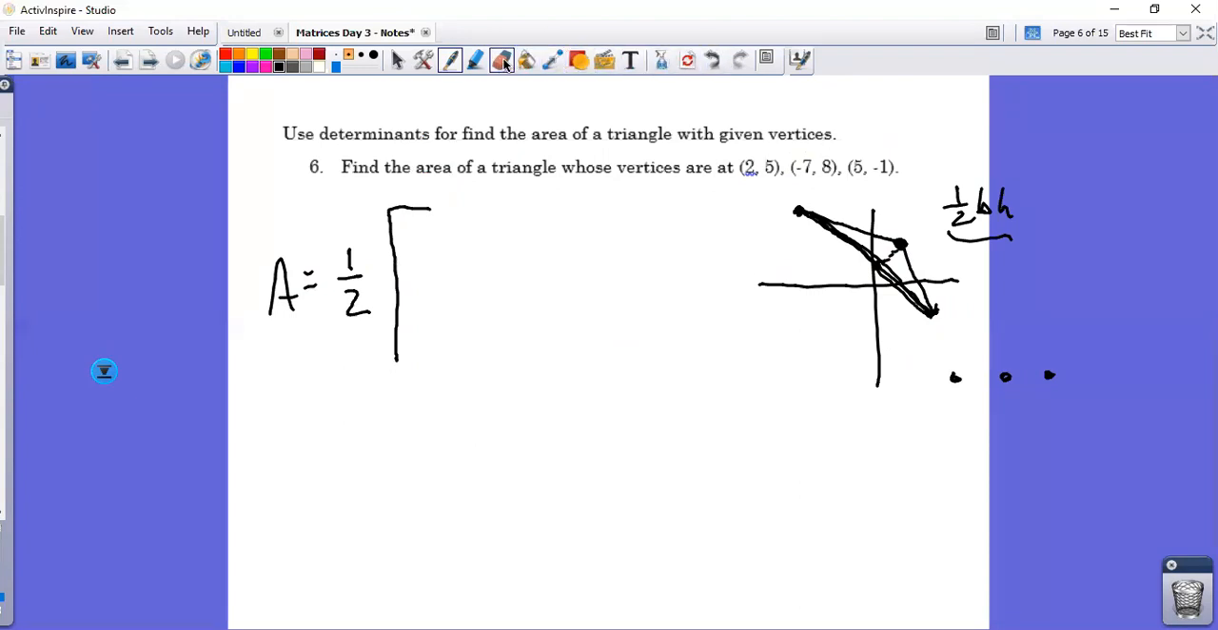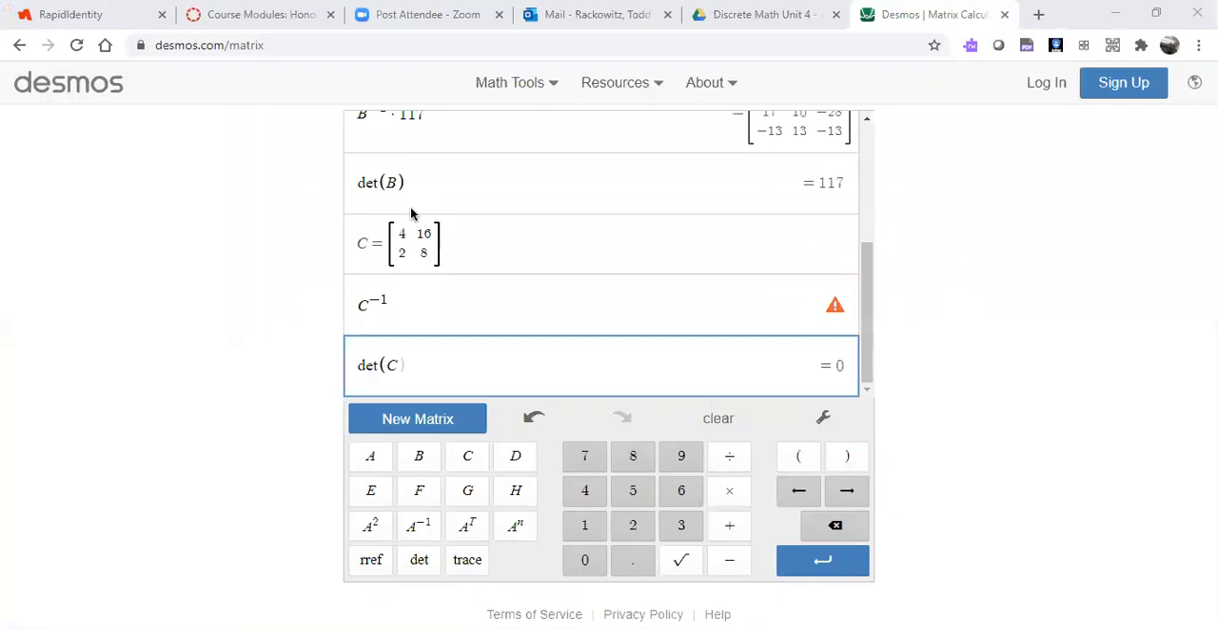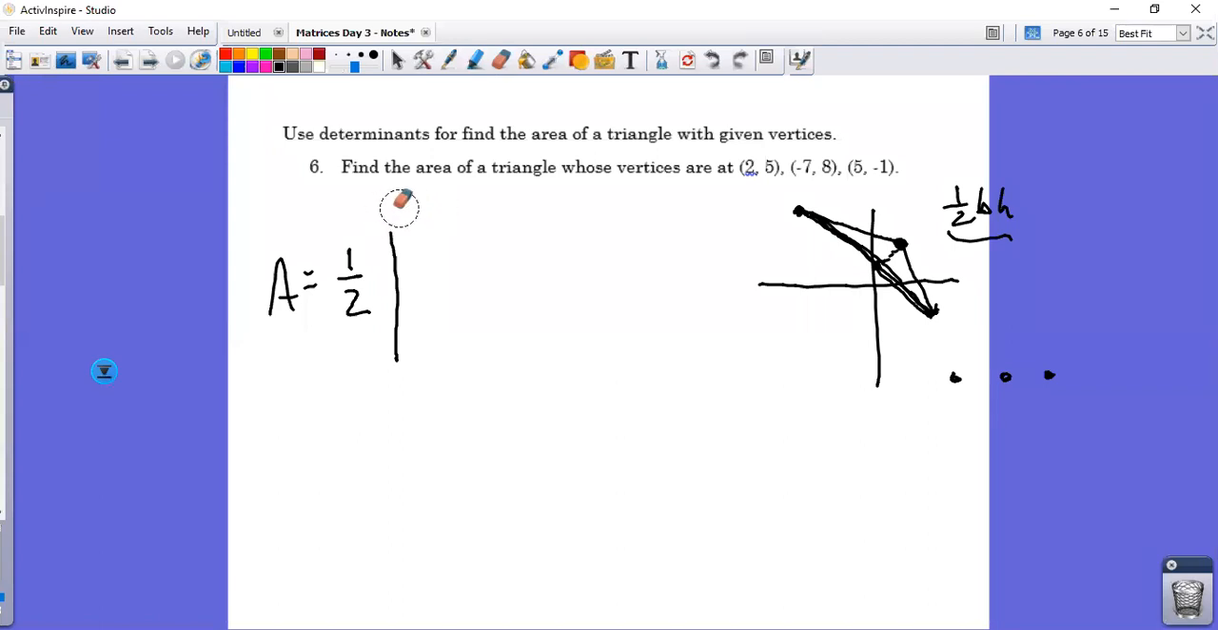Where's my eraser? I can hear all of you, don't do the eraser, it takes forever. But, okay.